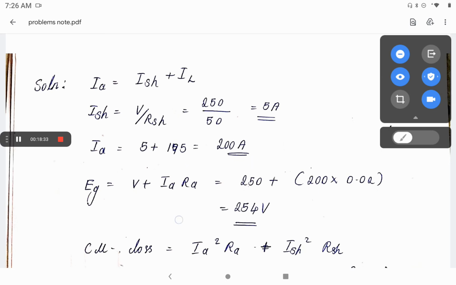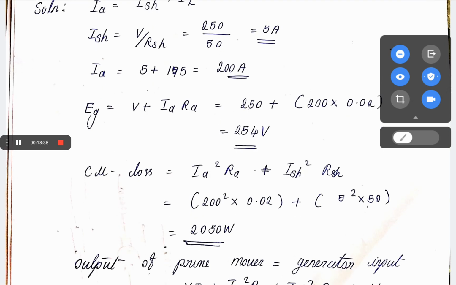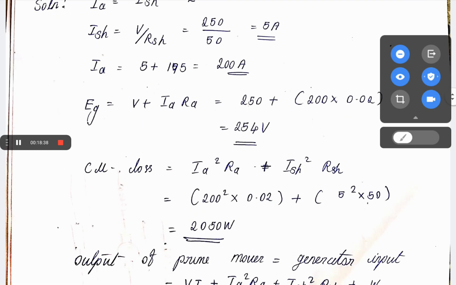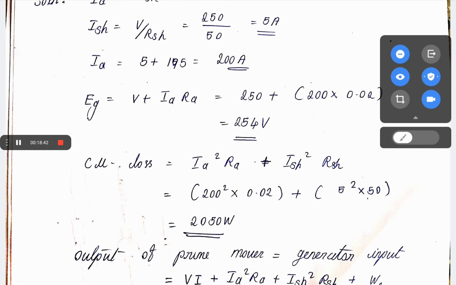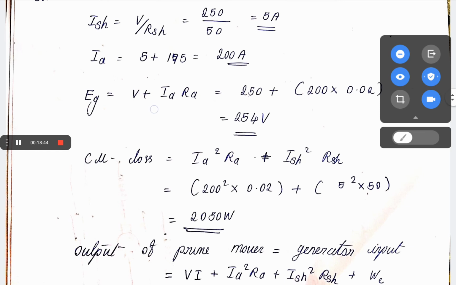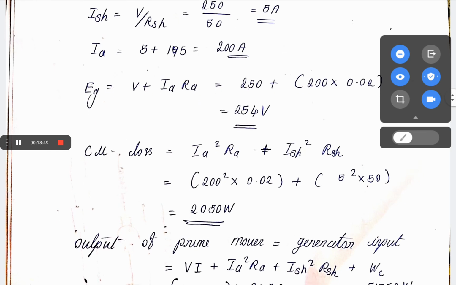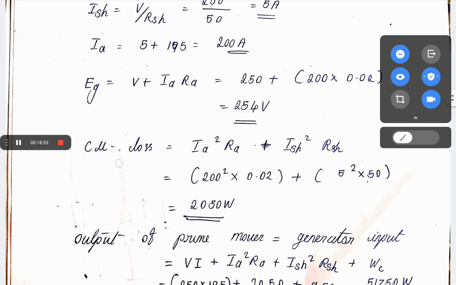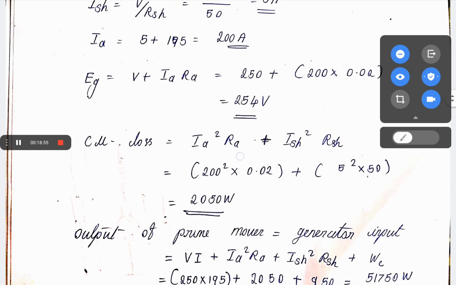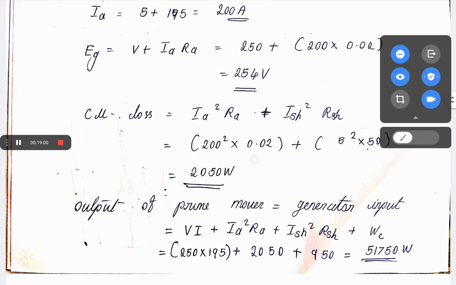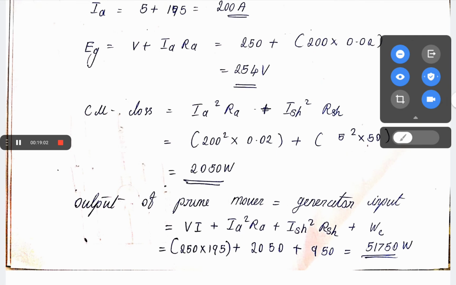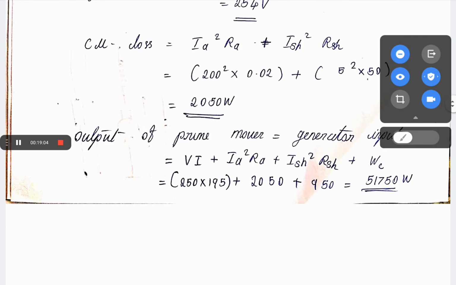200 ampere. Then EG can be calculated by terminal voltage plus armature drop, IaRa drop. In a shunt generator, 250 V plus IaRa drop will give you the generated EMF, which is 254 volt. Now you can find the copper loss. Copper loss is Ia square Ra, that is armature copper loss, plus shunt field copper loss. Substitute the values in Ia square Ra and ISH square RSH, and you will get the total copper loss.